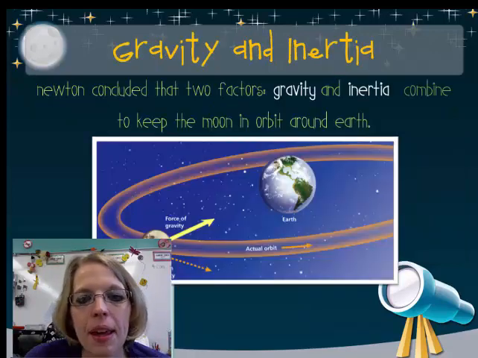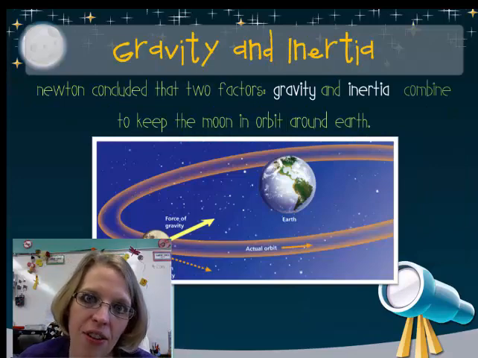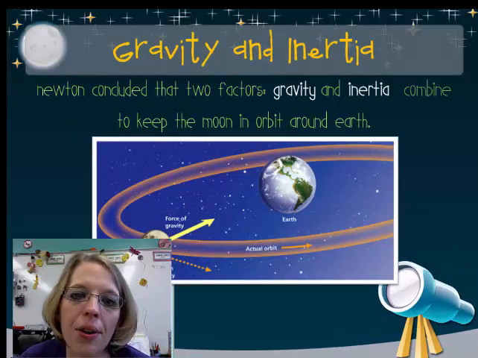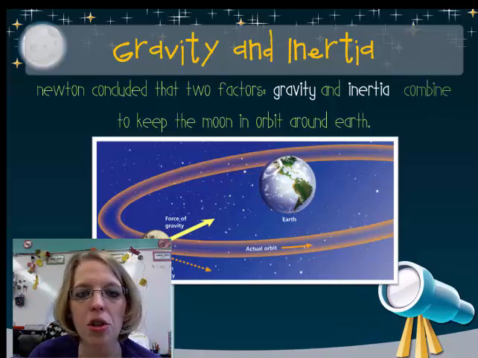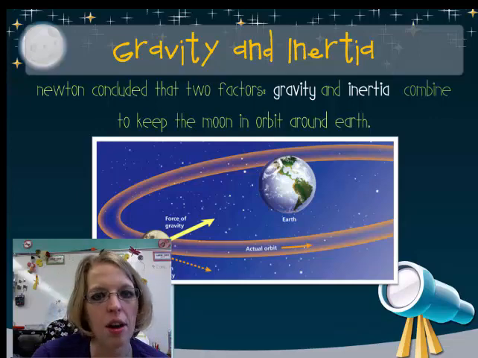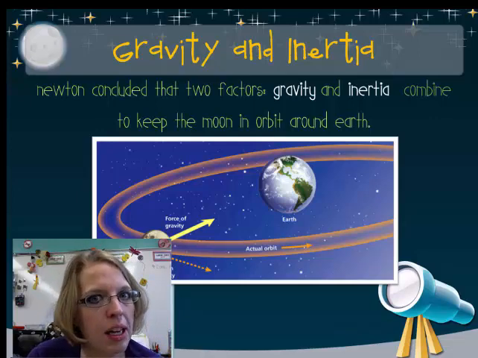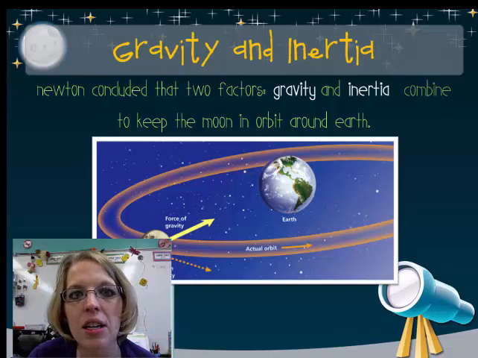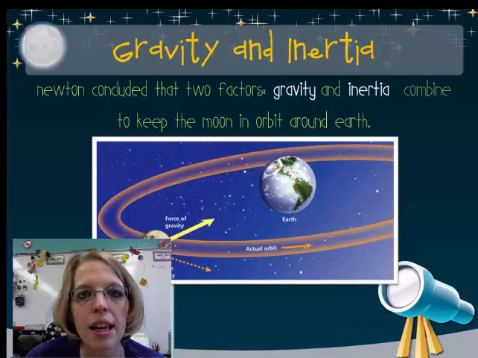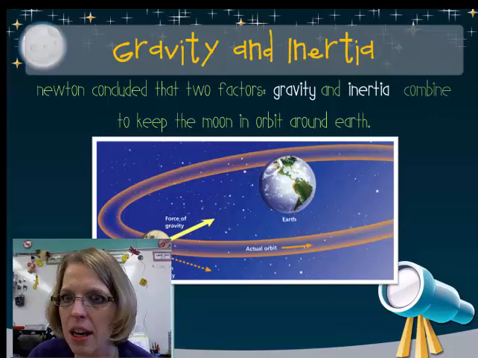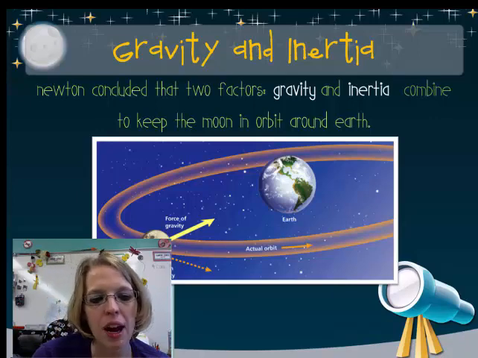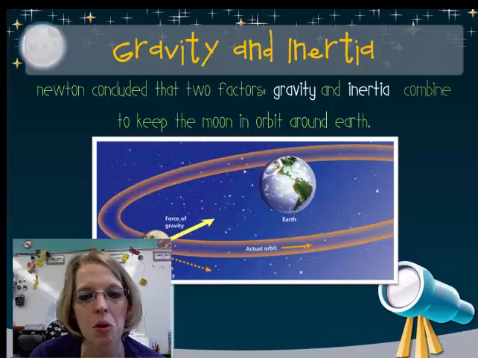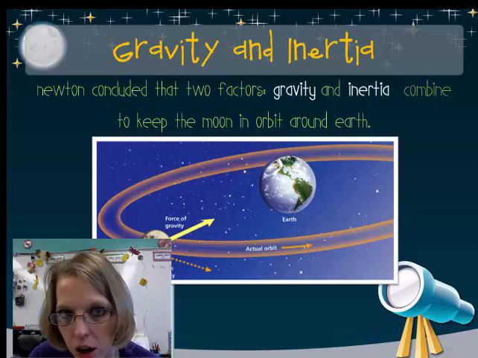Okay, Isaac Newton, the guy who figured out the whole gravity shindig, also figured out what makes a planet go around the sun, or makes the moon go around the Earth. So he concluded there are 2 factors holding it together. He concluded that gravity was one, and this funky I word called inertia. Can you say inertia? Inertia. I'm going to talk about it in a second, but gravity and inertia combine to keep the moon in orbit around the Earth.